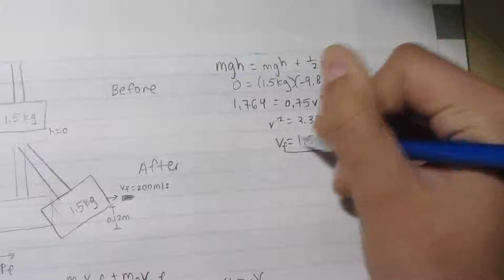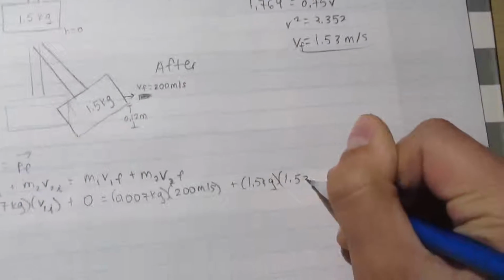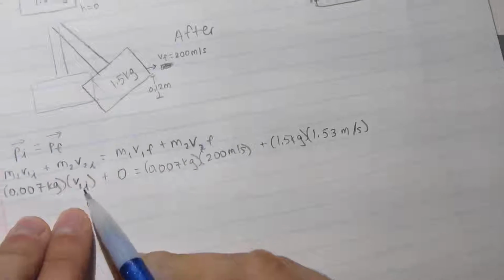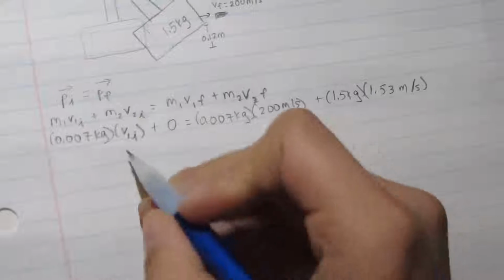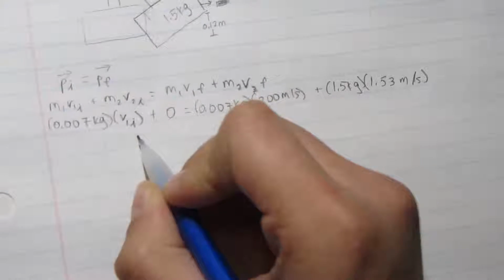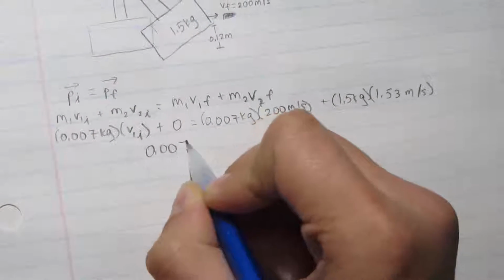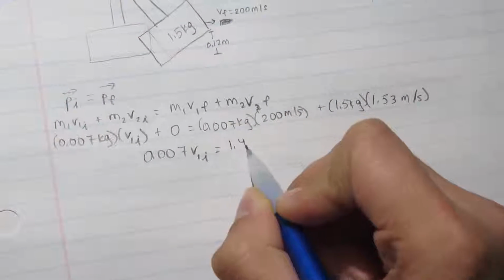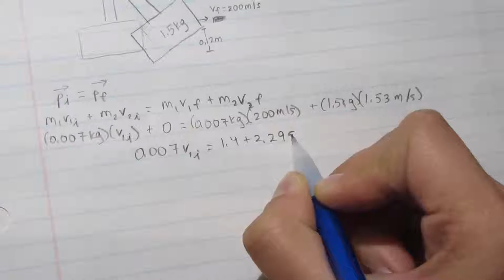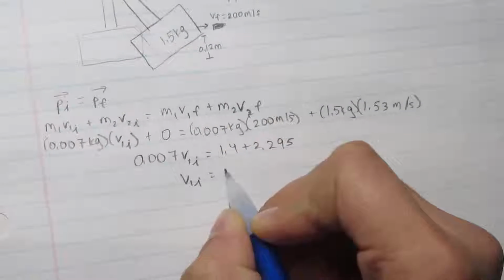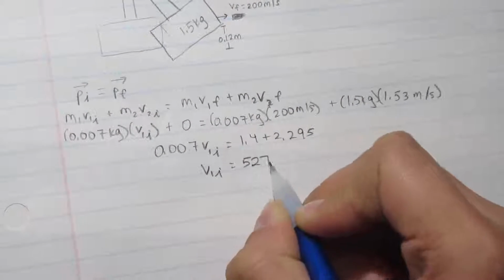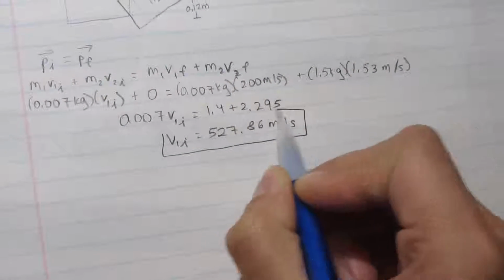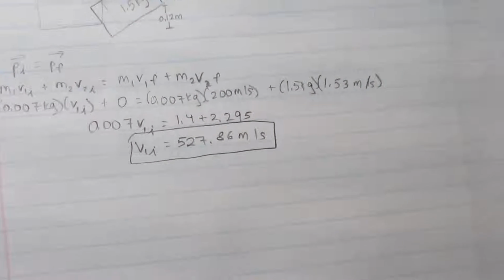So I could take this number and plug it back in here, and then I can solve for the velocity initial of the bullet. So that becomes 1.4 plus 2.295. And I get 527.86 meters per second. And the book says 5.3 times 10 to the second.